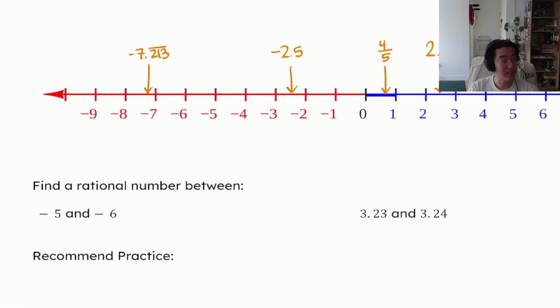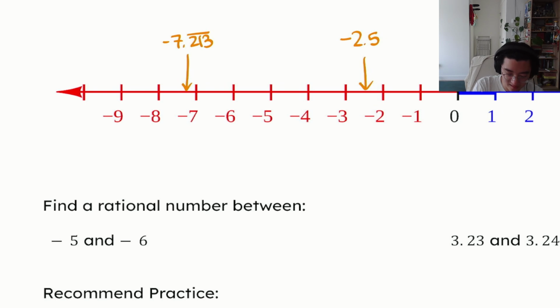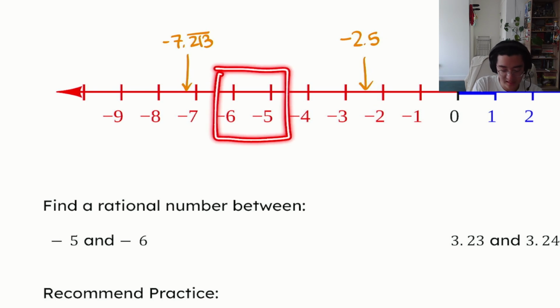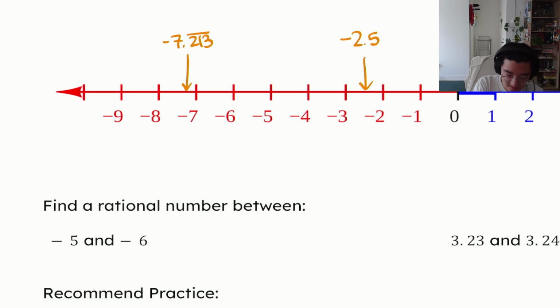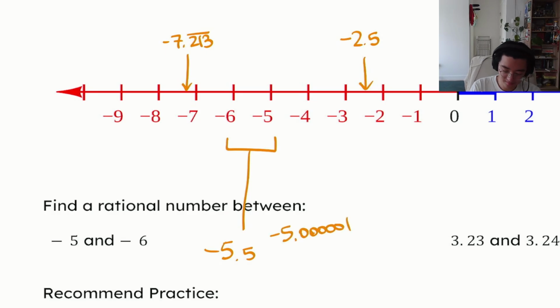Lastly, a rational number between negative 5 and negative 6. You can see right here, between negative 5 and negative 6, it's this little area here. So you can pick anything. In my case, I can pick, say, negative 5.5, right in the middle. Could be like negative 5.000001. That still counts because it's literally just slightly above 5.